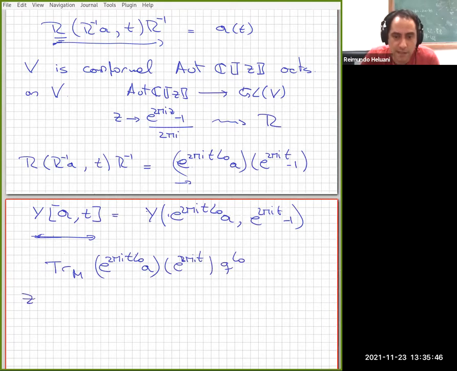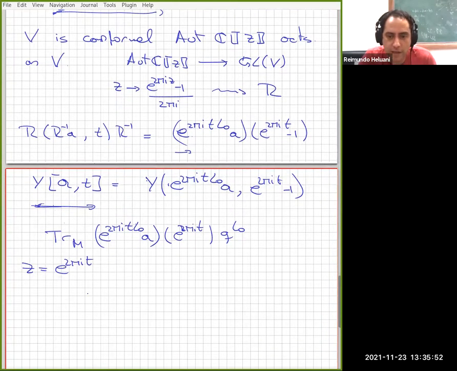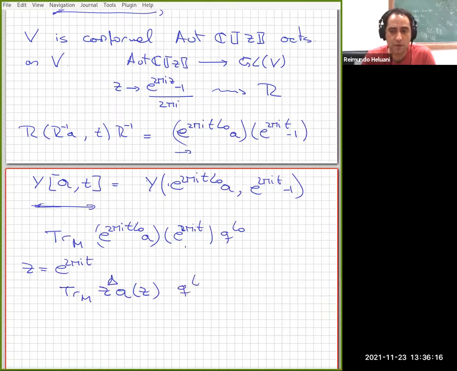So let's use z to be e to the 2 pi i T. So this looks like the trace on M, and there's a residue here. No, there's no residue yet. Sorry. So this is the trace on M of A of z, z to the L naught of A, so z to the delta, here's Y of z, q to the L naught. So this is the first correction that we started with, that we needed to multiply by z to the delta. This comes from this change of coordinates. So that's the trace that we're looking at.